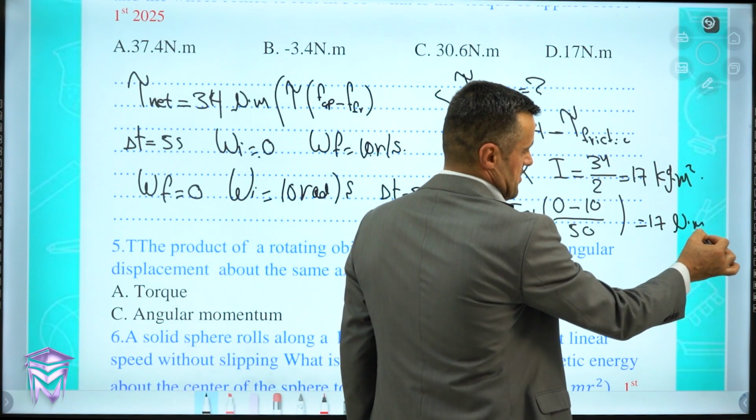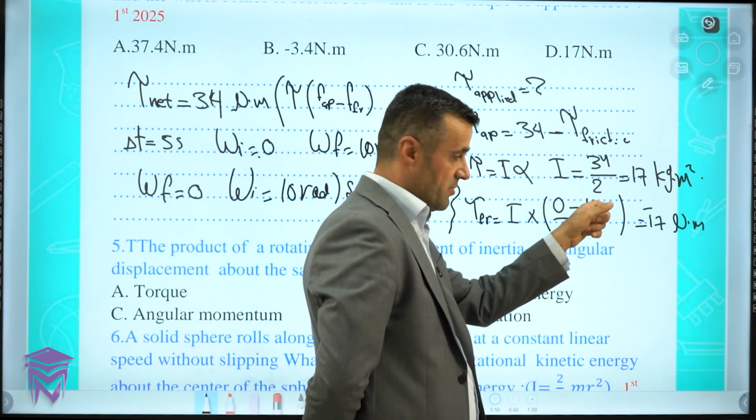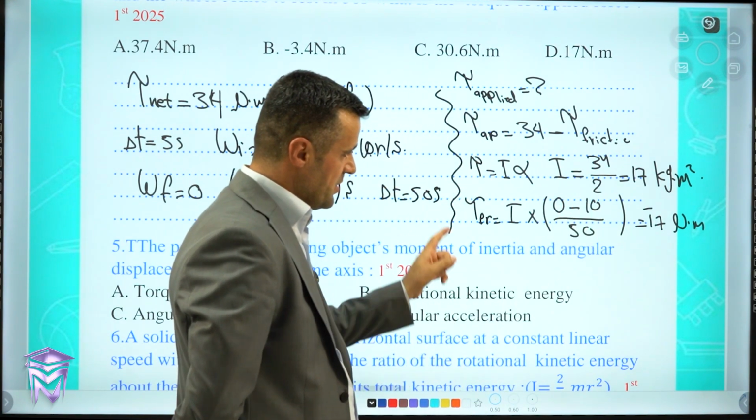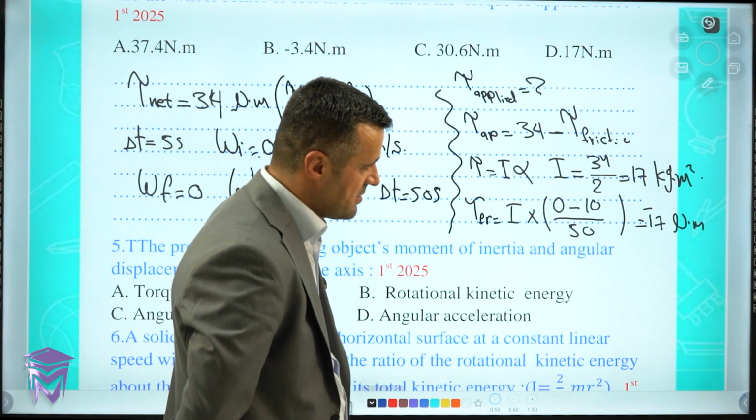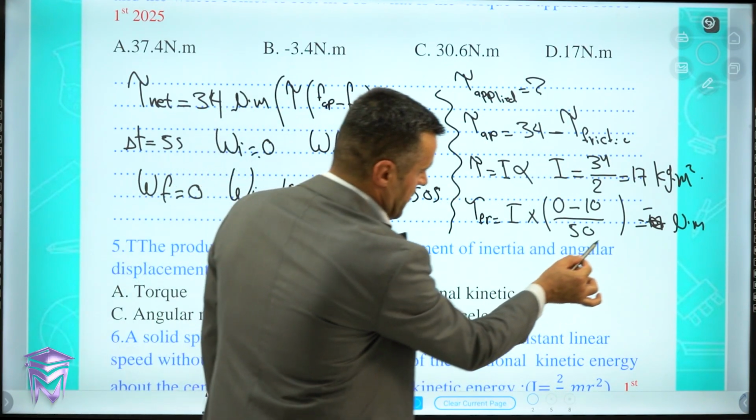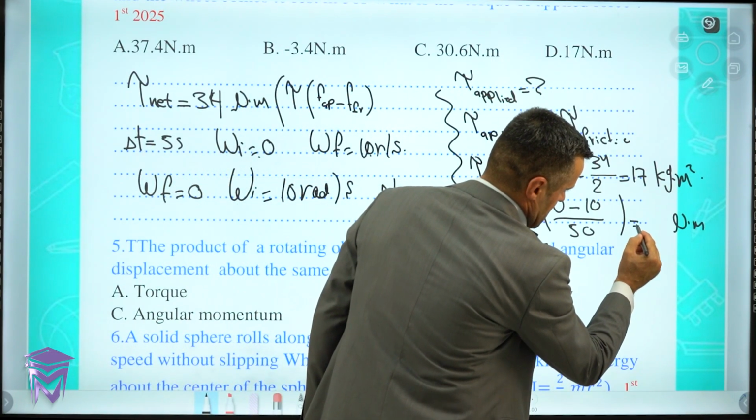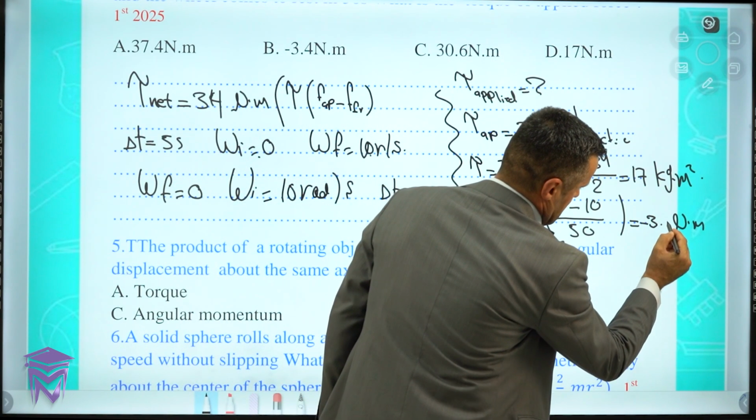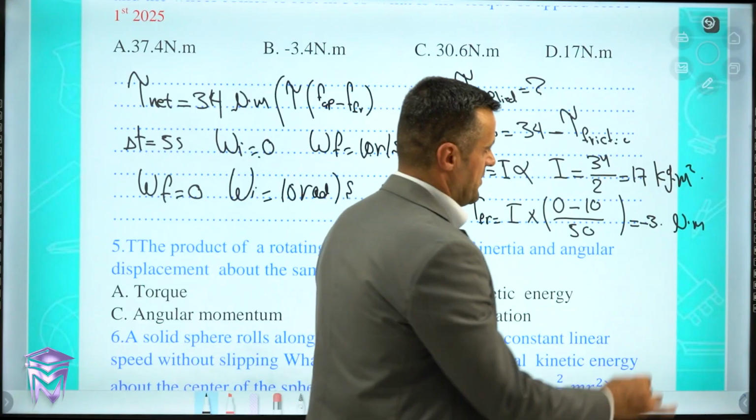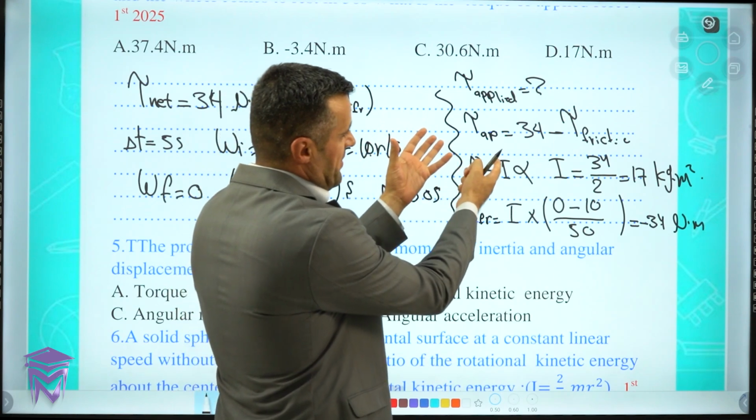Newton dot meter. I again, we have equals 17. 0.2 times 17 equals 3.4, but in negative, equals minus 3.4. After that, we can find tau of application.